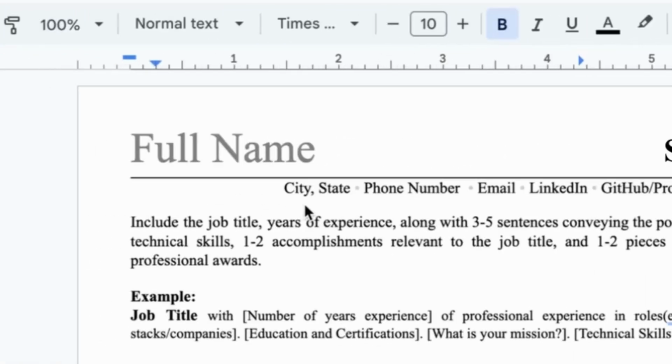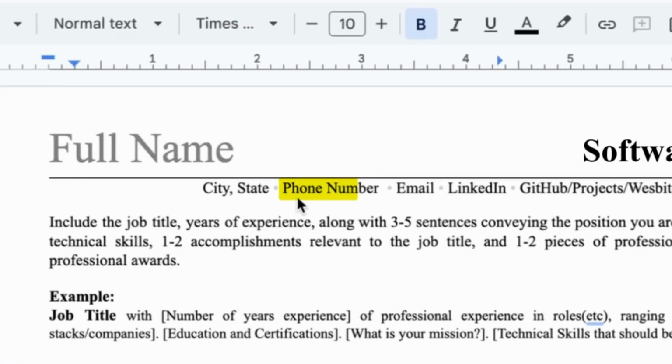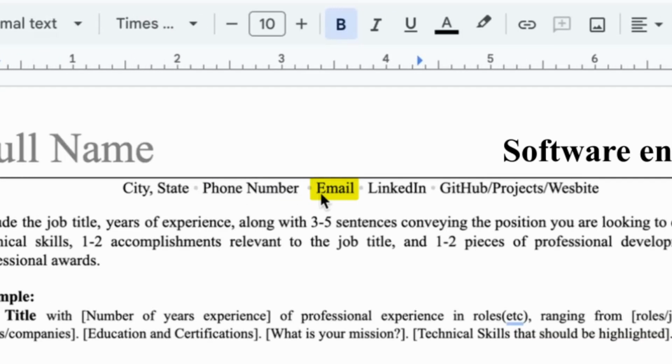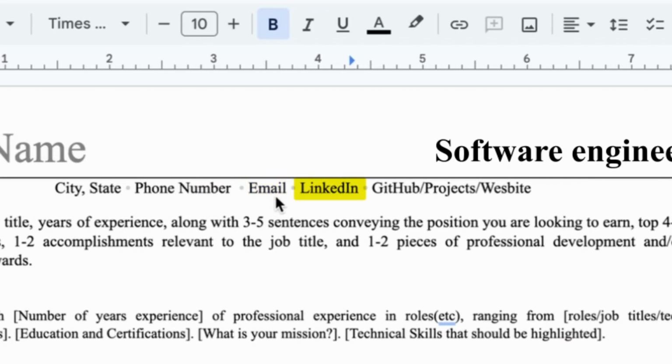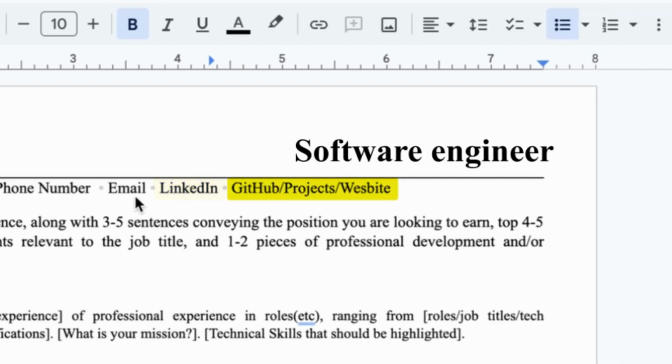So you're gonna wanna put your city, state. Don't put your full address here, guys. It's not necessary. I used to do this in my previous resumes when I was a lot younger. You do want to put your phone number here in case the recruiter wants to reach out to you. You also wanna put your email address. You wanna put your LinkedIn, and you want to put your GitHub link or your project's website. So if you have both, I would suggest putting both if you're really proud about both, but if not, just pick one.